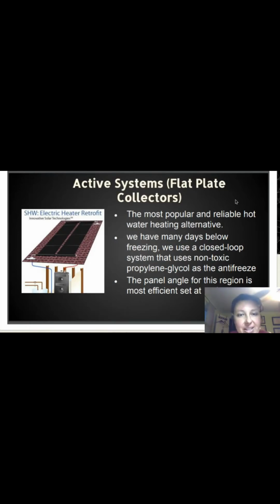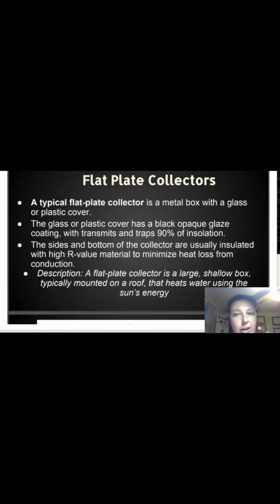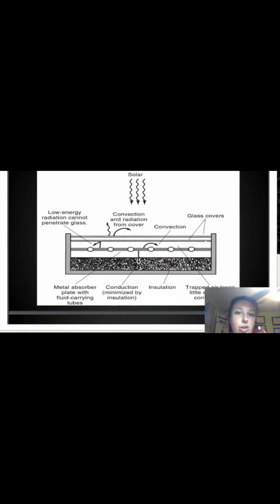And so this is our flat plate collector heating system. These are products that I'm purchasing. Your typical flat plate collector is built on a metal box style with some type of plexiglass or glass covered sheeting with a high thermal capacity opaque black glass on the front. It allows us to transmit heat.